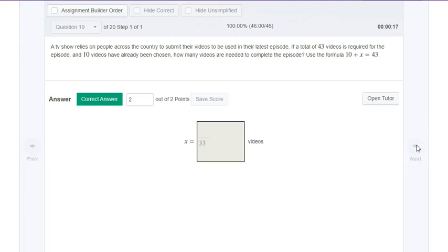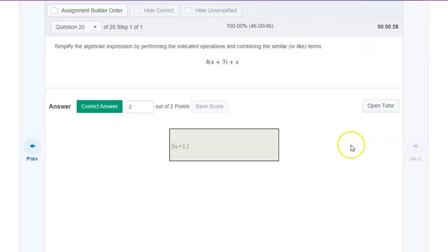All right, here's our last example. And they're asking us to distribute and then combine like terms. So 4 times X is 4X. 4 times 3 is 12. And remember, we have one more X. We don't usually write that one. So 1X and 4X is 5X plus 12.